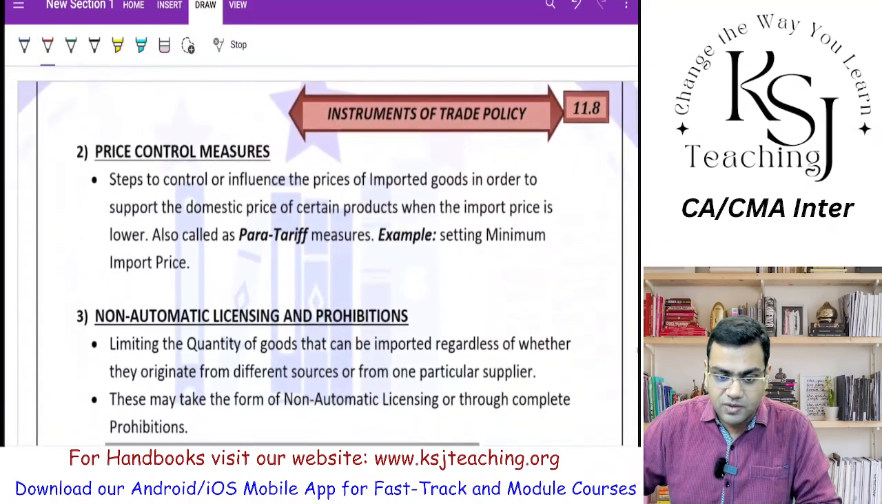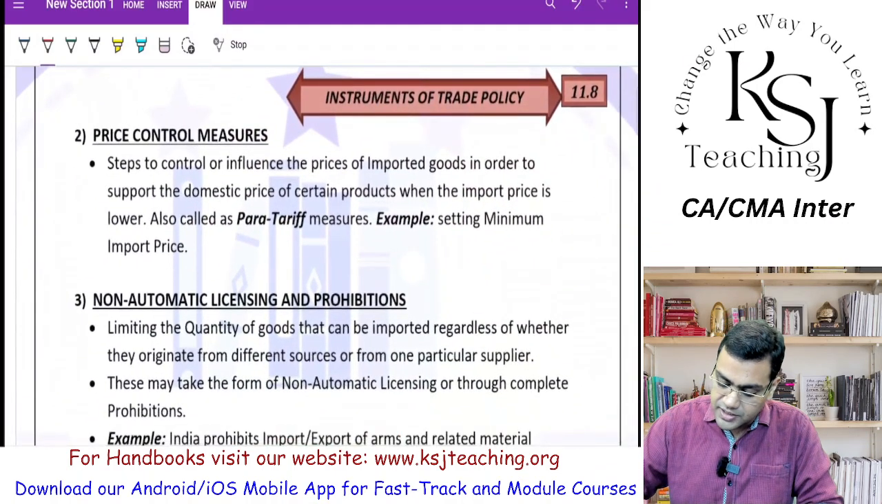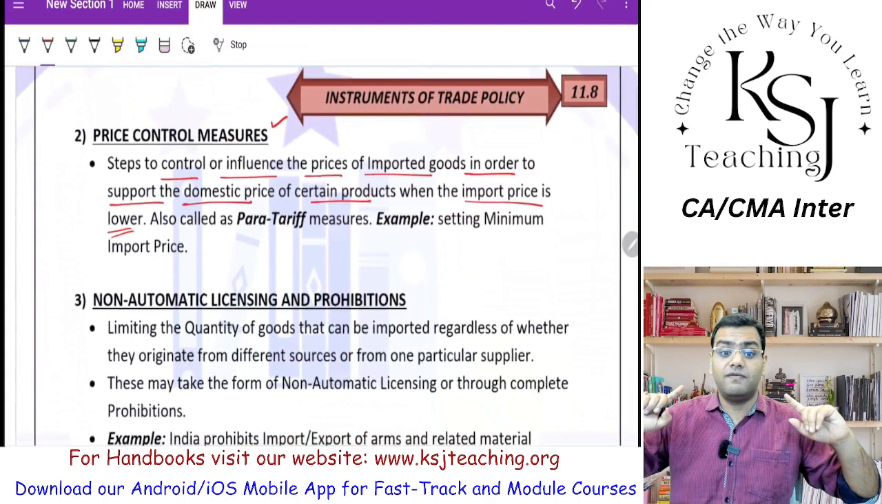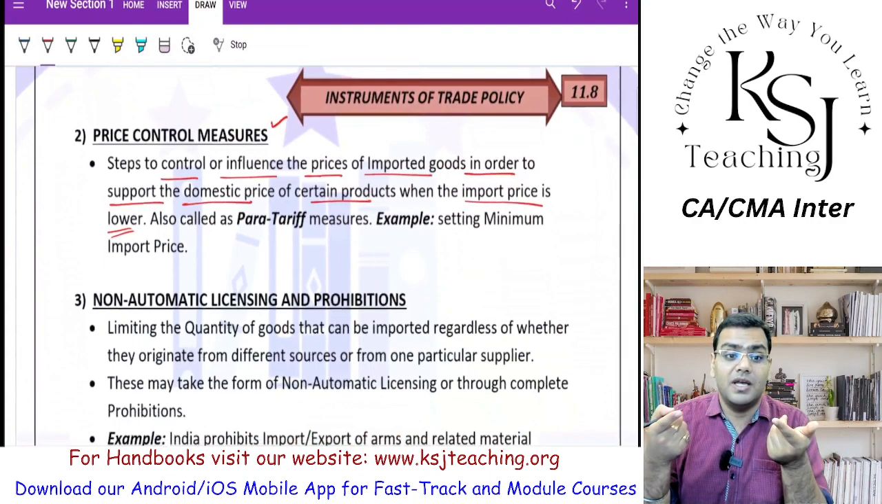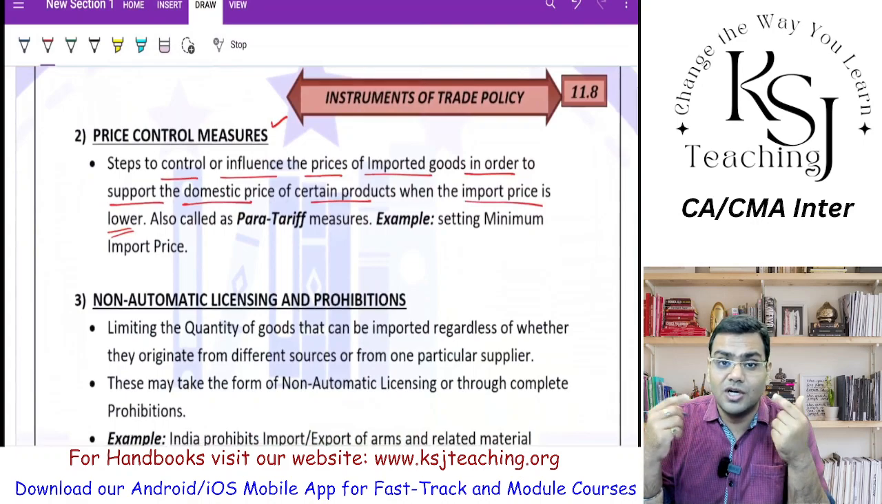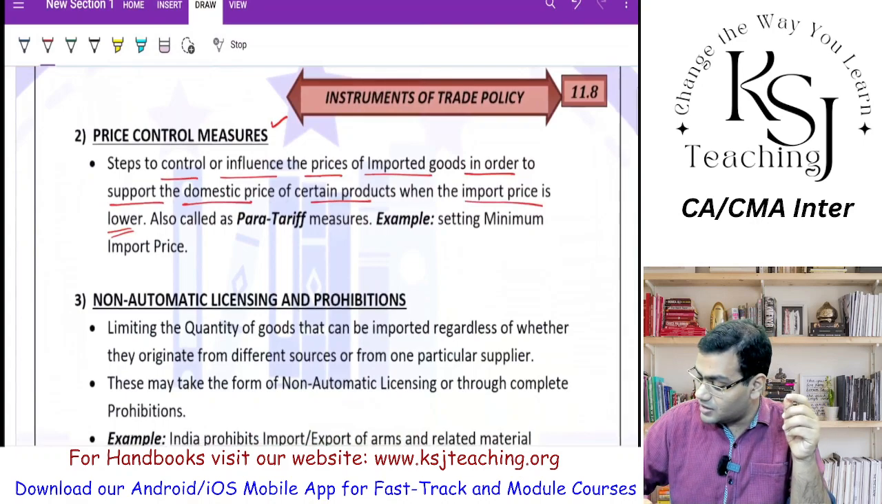Okay, after that what we have is the price control measures. These are steps to control or influence the prices of the imported goods in order to support the domestic price of a certain product. Now this is not by way of the tariffs. In indirect ways, you are trying to increase the price or reduce the prices or control the prices, but that is why these are known as para-tariff measures.